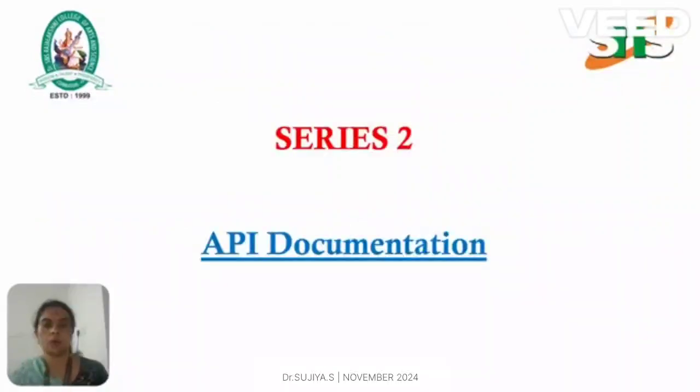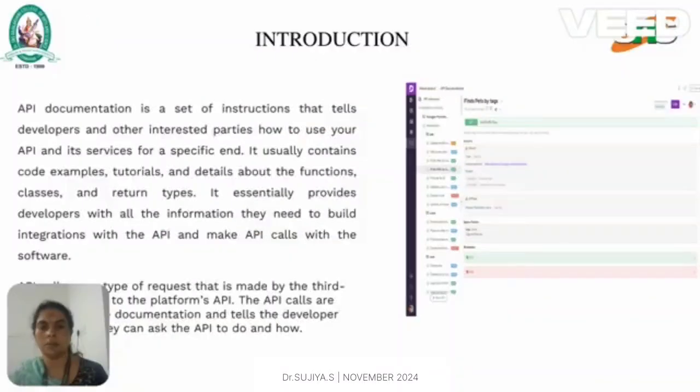In Series 2 video, we are going to see the API documentation, where in Series 1 we have seen a brief description about what is an API. And in Series 2, we are going to discuss the API documentation. API documentation is a set of instructions that tells developers and other interested parties how to use other APIs and services for a specific end.